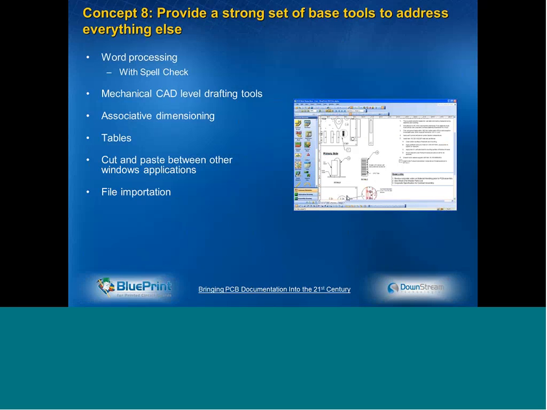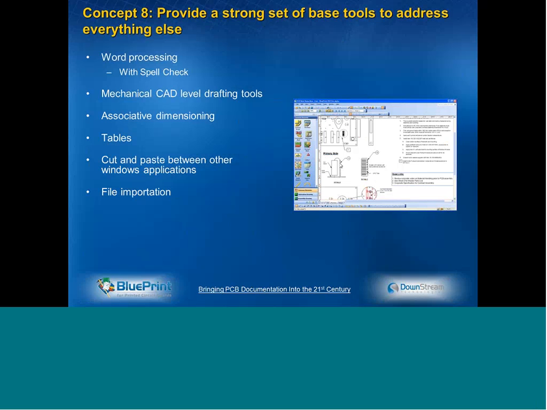And then we also wanted to provide a set of tools to address everything else. Our notes are a word processor, so everything you would expect to get with a word processor, you get in our note blocks. A mechanical CAD level of drafting tools, being able to draw items such as this barcode here or this capacitor here. You can draw those directly in our tool. Or if they were created in a mechanical tool, you can bring them into our tool and then edit them if you need to.